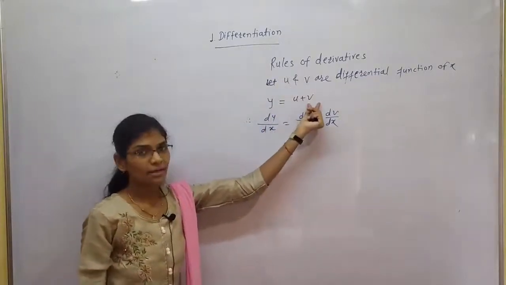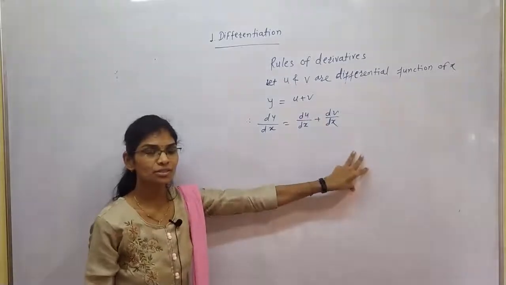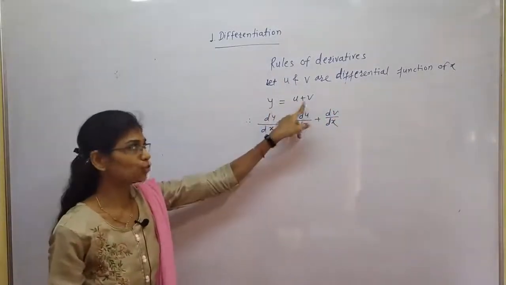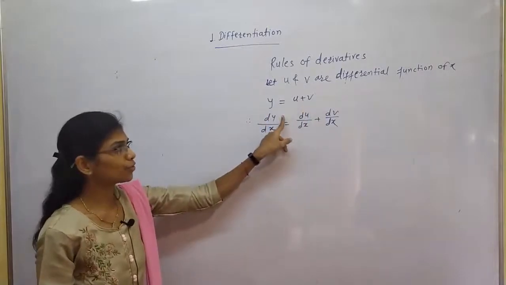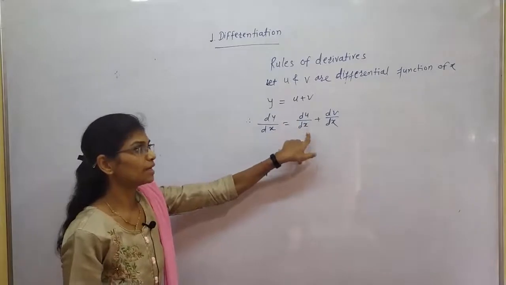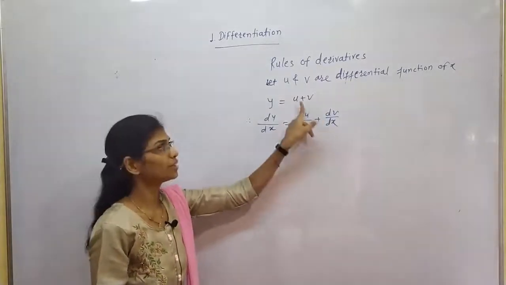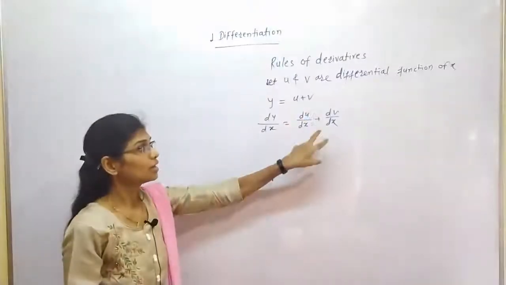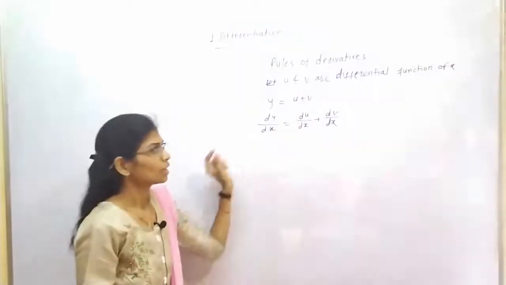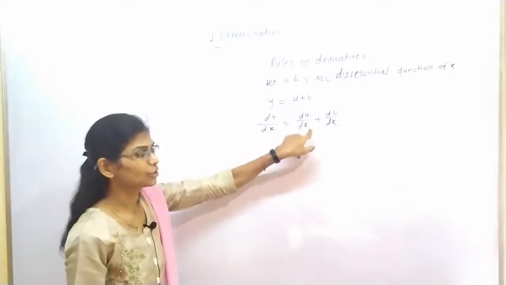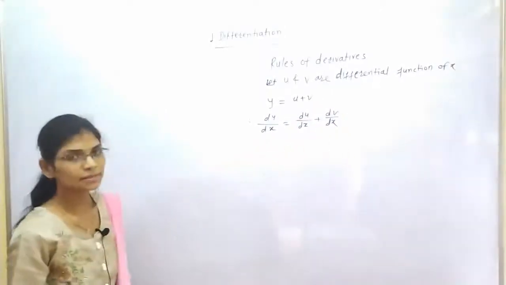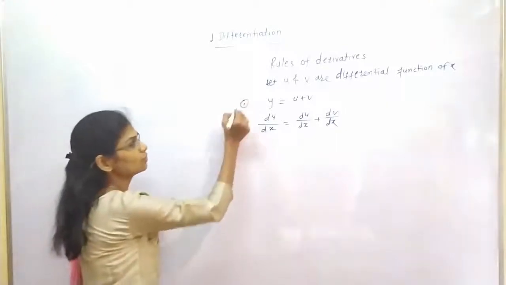u and v are differentiable functions having the same variable x, and y is equal to u plus v. Therefore the derivative of y with respect to x is du by dx plus dv by dx. We have to take a separate derivative of each function. That is, the derivative of the first one is du by dx and the derivative of the second one is dv by dx. This is the first rule.